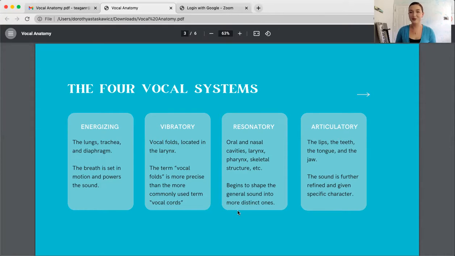It's kind of gross, but kind of cool. And so that's the next level in the system that's creating our sound. After that, we get to the resonatory system, which is our oral and nasal cavities. So this whole part of our face, our larynx, where the vocal folds are located, our pharynx, and also our skeletal structure. So that means our entire skull and our spine and all of these bones in here. It's like a giant sound system. In a way, it's helping our sound be projected in a certain way.